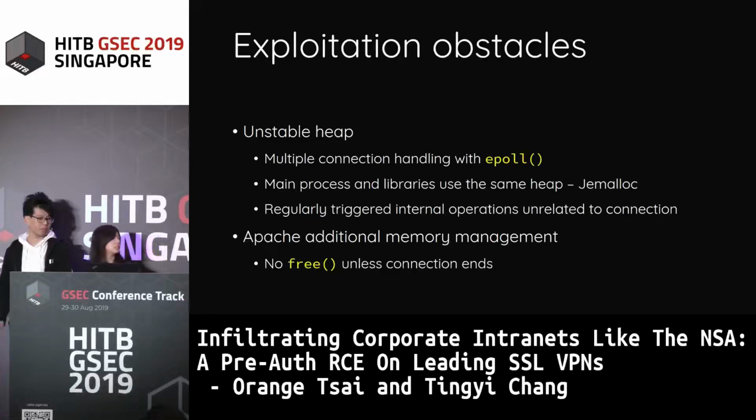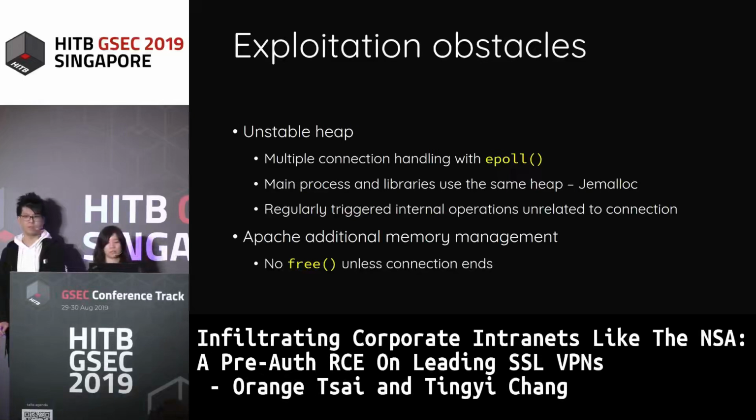We face something destabilizing. First of all, the web daemon handles connection with epoll, so it's a single-thread process. And the main process and libraries use the same heap. It means that all the memory allocation of all the operations in all the connections are on the same heap. So the heap is really unstable. Moreover, there are some operations regularly triggered. They interfere with the heap arrangement and are uncontrollable. Therefore, we cannot arrange the heap allocation carefully. That would just make a mess.